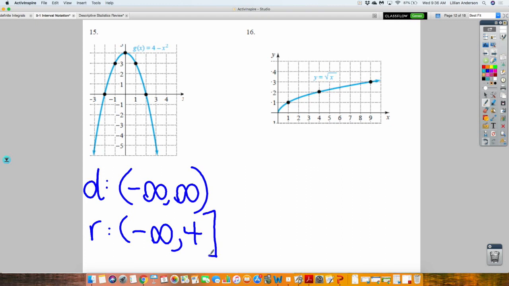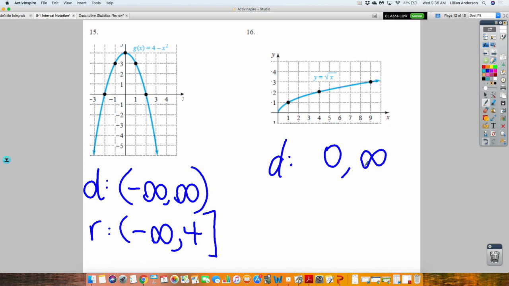All right, here we go. Domain. What's the furthest left it goes? 0. You're right. I was just double checking myself. It goes all the way to infinity. There's that arrow. That means it's going to be an infinity somewhere. Anytime you see an arrow, it's going to be an infinity somewhere.